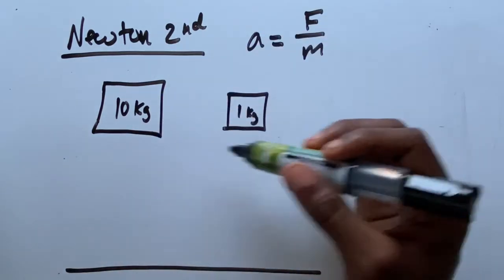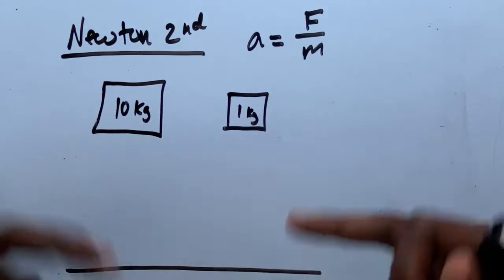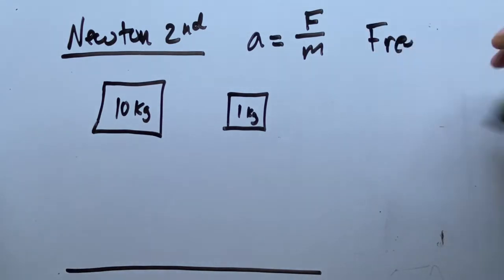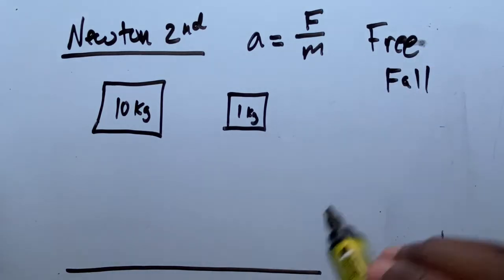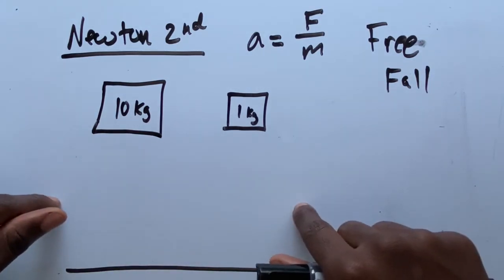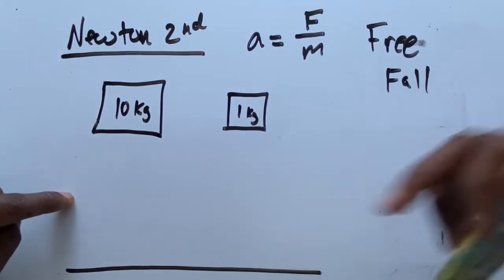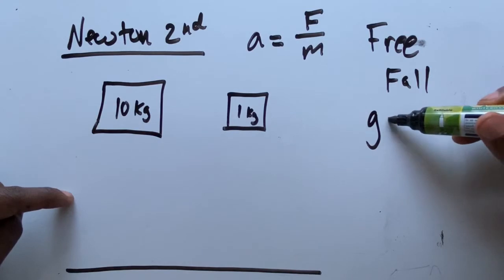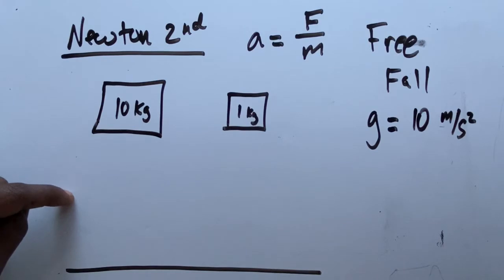So we drop both of these masses. We're holding them here, then we drop them both at the same time, and then they begin to fall down. So this is what we call free fall. So whenever an object is in free fall, we know it's going to accelerate downwards with what? It's going to accelerate downwards due to gravity. And we know the acceleration for gravity that we'll label as g is equal to 10 meters per second squared. All right?